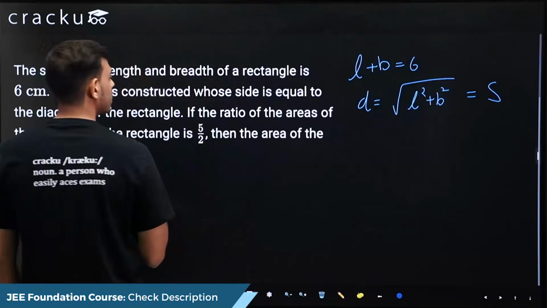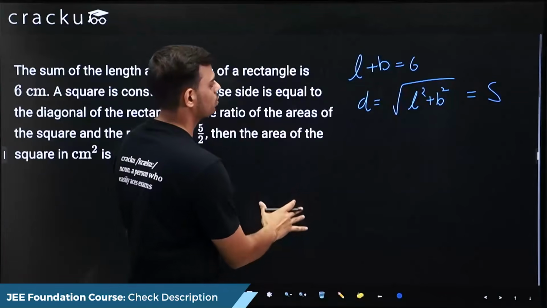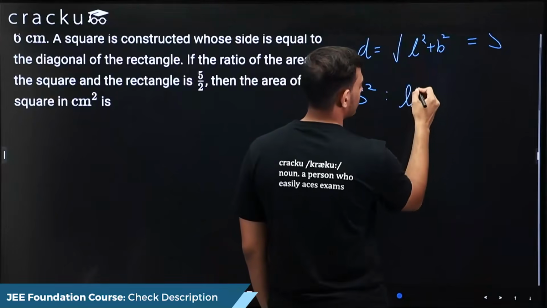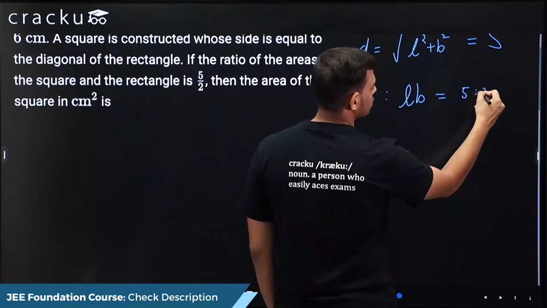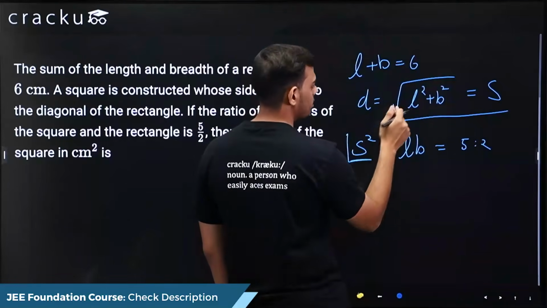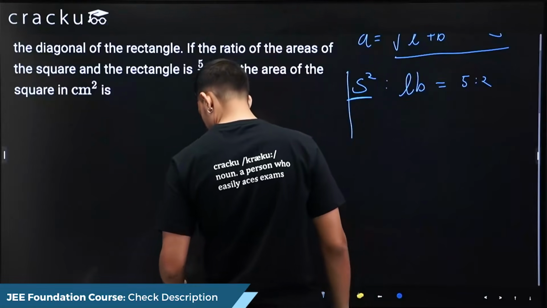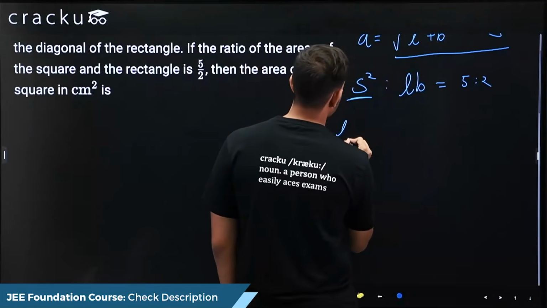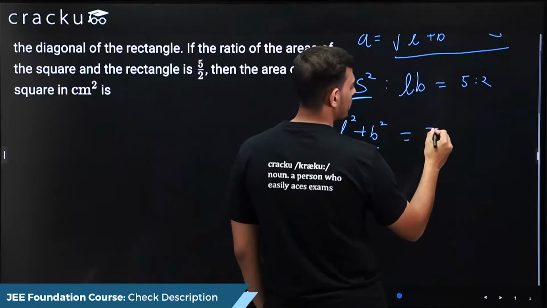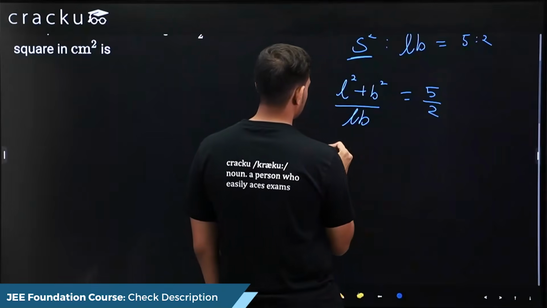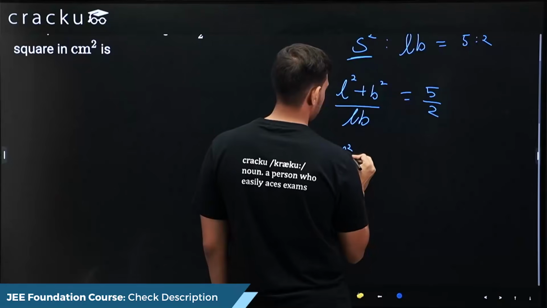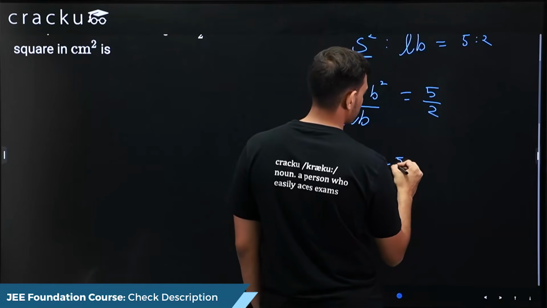Now, the ratio of the areas of the square and the rectangle, okay, what's the area of square? Side square. Area of rectangle, length into breadth, is 5:2. What is side square? Side is root of L square plus B square. Side square will be square of this, which is nothing but L square plus B square divided by LB equals 5/2. I get L square plus B square equals 5LB by 2.